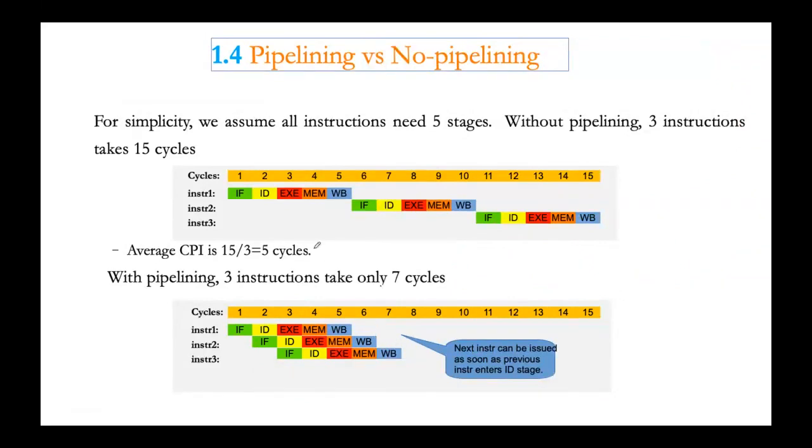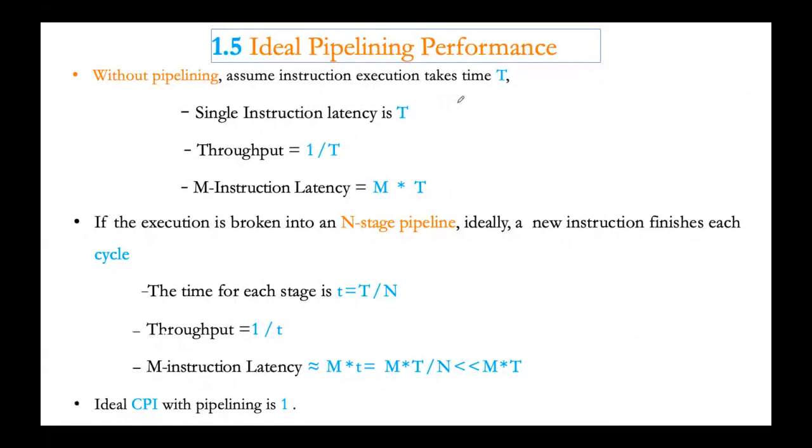With this, you can see the same 3 instructions take 15 cycles to execute without pipelining, whereas with pipelining it takes only 7 cycles. So what does ideal pipelining performance mean? Without pipelining, we assume instruction execution takes 5 cycles for each instruction, 3 times. So the single instruction latency is 5 cycles.